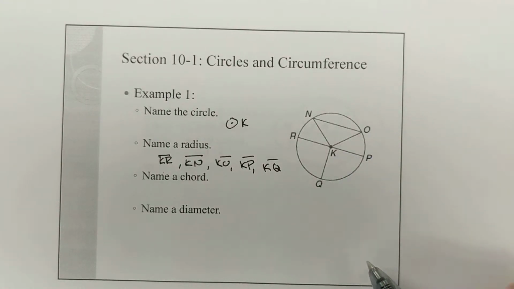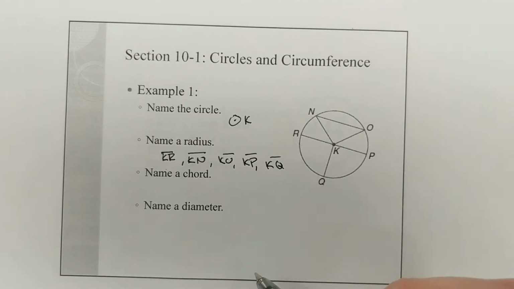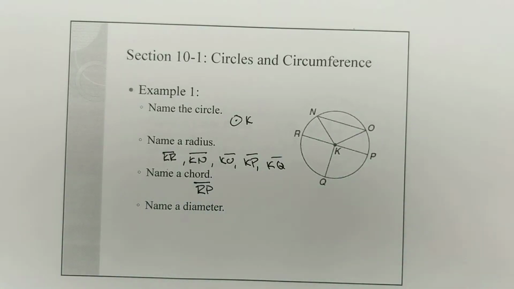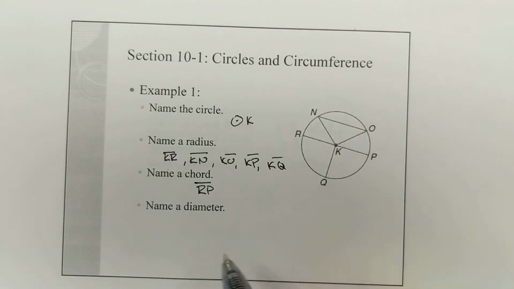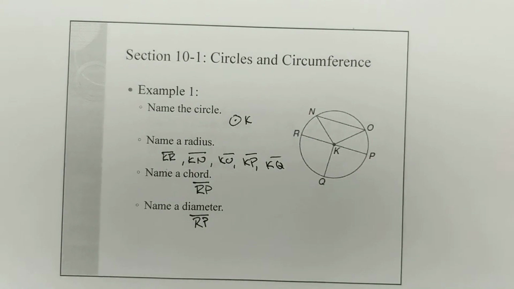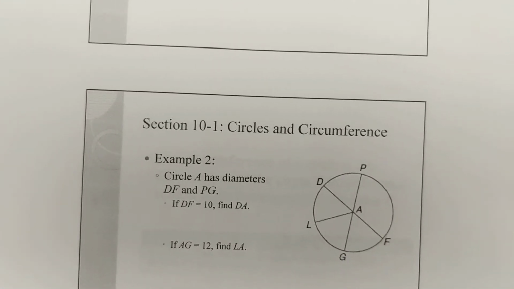A chord runs edge to edge, so you need a line segment that has its 2 endpoints on the edge of the circle. There's only one of those, that is RP, or PR if you want to go backwards, and name it a diameter. RP is also a diameter because it runs through the center. So in this case, you notice the chord and diameter are also the same thing.